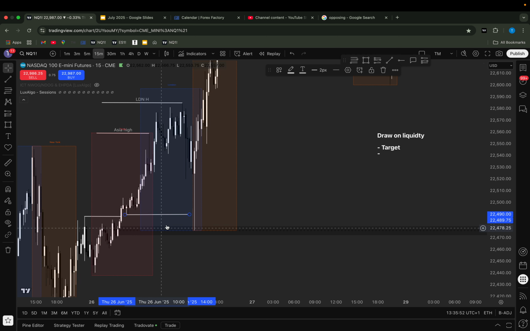You found a nice level, ready to buy, and then Trump tweets something and it plummets. One person can move the market. Some people have that ability, and that one person might not care about ICT concepts, and they definitely won't. So not everything is going to work.